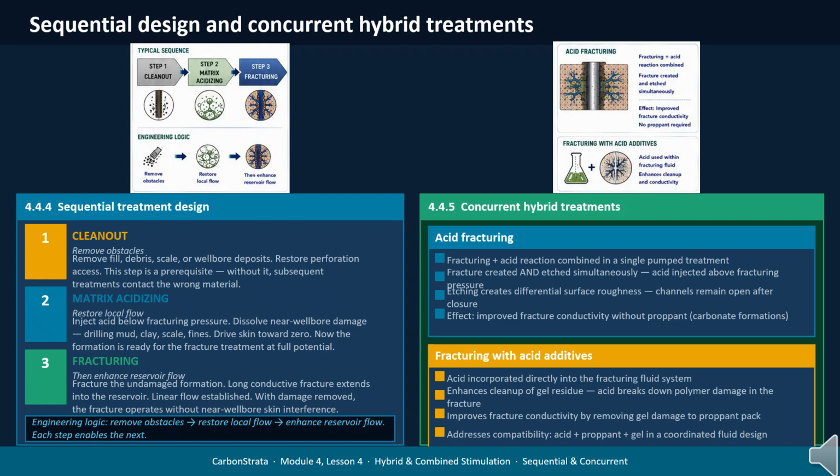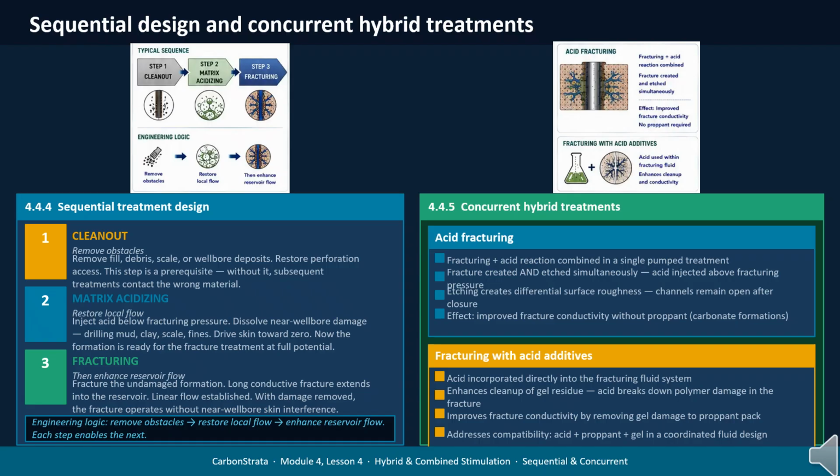Start with sequential. 3 steps are shown. Cleanout. Acidizing. Fracturing. This is not a checklist. Each step exists because the next one depends on it. Cleanout first. If debris remains, everything injected afterward interacts with it, not with the formation. So nothing downstream works properly.